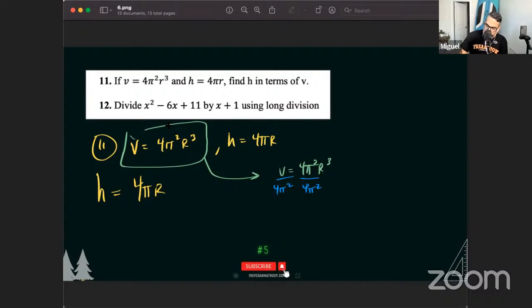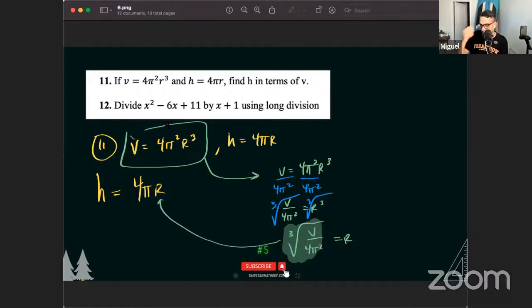So that's going to give me v, let's continue using green. V over 4 pi squared is equal to r cubed. And then the last step is to take the cubic root of both sides, so that we have the cubic root of v over 4 pi squared is equal to r. Okay. And so this value that we have is going to go in for our r in that equation.